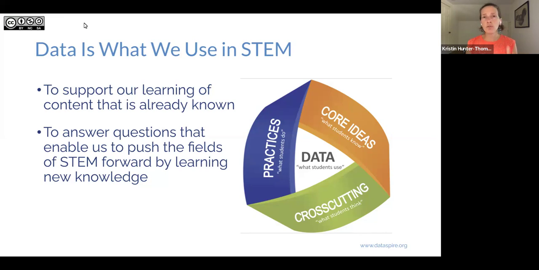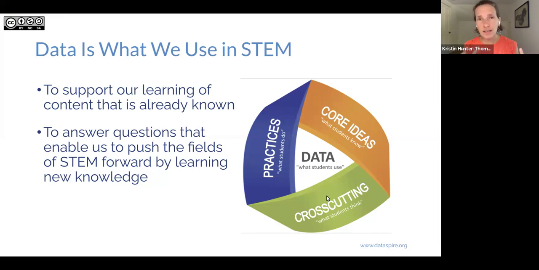And what do I mean by that? Those of you in the natural sciences probably recognize this visualization, or have seen some version of it, with our Next Generation Science Standards and their three dimensions. We have our practices, which is what students do. We have our core ideas, which is what students know. And we have our cross-cutting concepts, what students think.